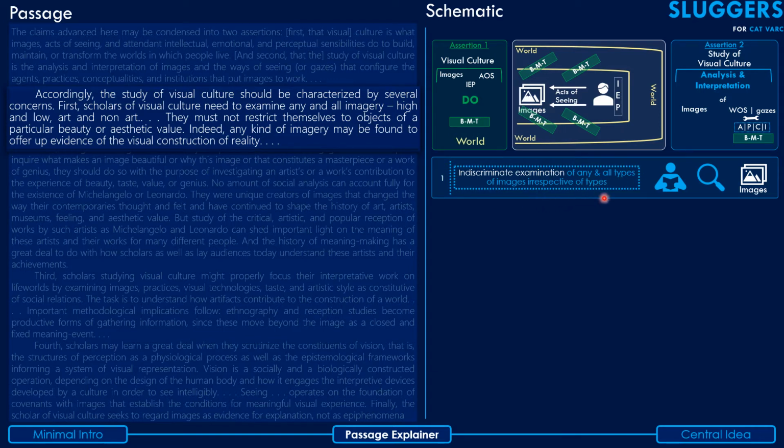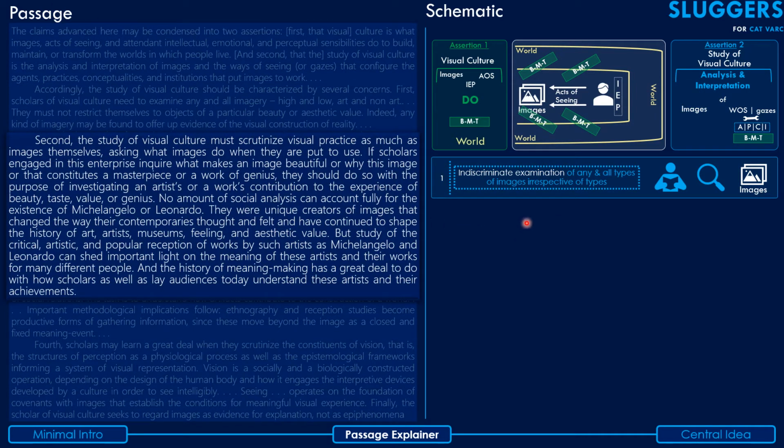Excuse the double repetition of types, but you get the gist. The point is very simple: he's saying that the scholars who plan to study visual culture should not discriminate between the various types of images. They should study and examine all types of imagery, high and low, art and non-art, and basically all types. So that's what he's trying to say here, and that's your second paragraph. Let's move on to the next one.